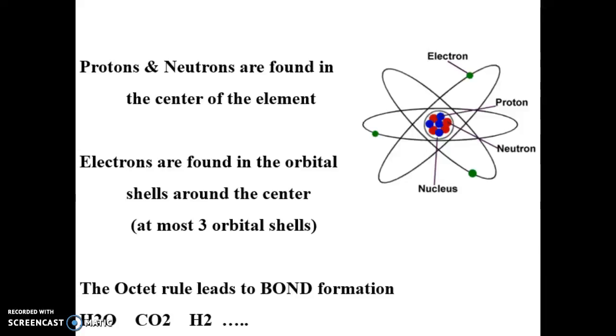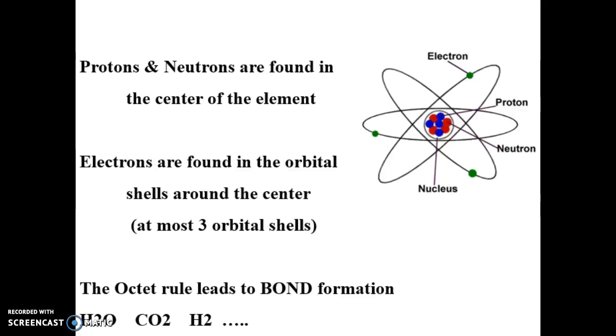Alright, so let's continue talking about our elements and the makeup of the element with the protons and the neutrons in the center of the element, the electrons found in the orbital shells around that center, and for what we're going to look at most, there's going to be 3 orbitals. So what this does is this sets up this idea called the octet rule.